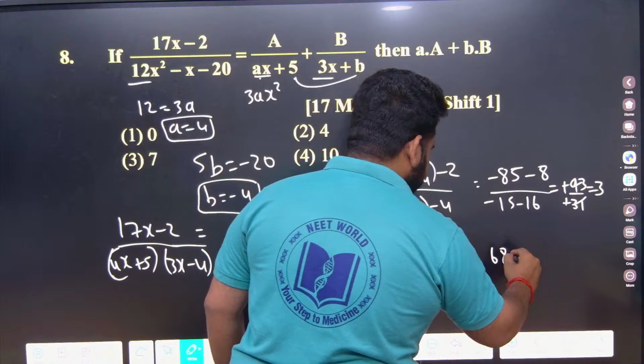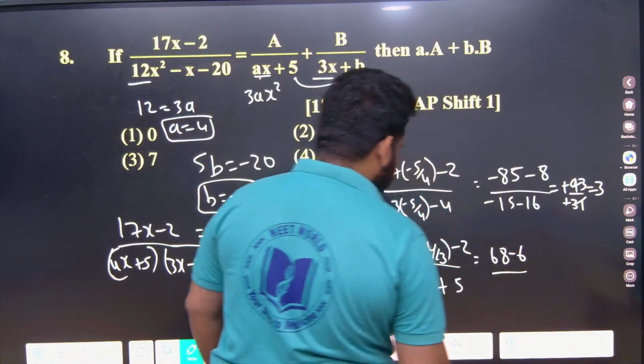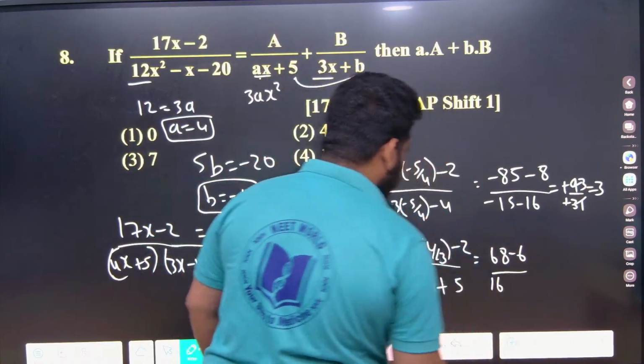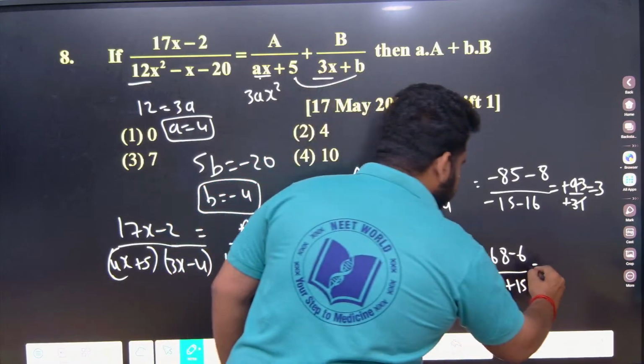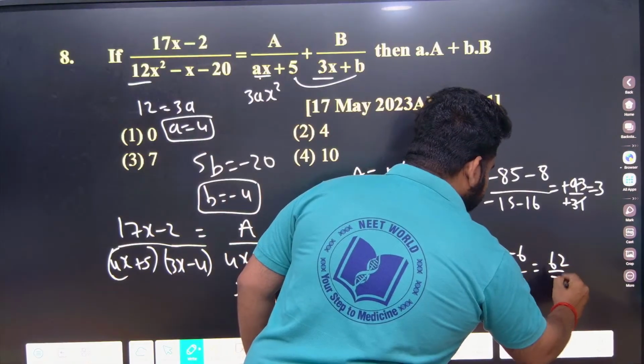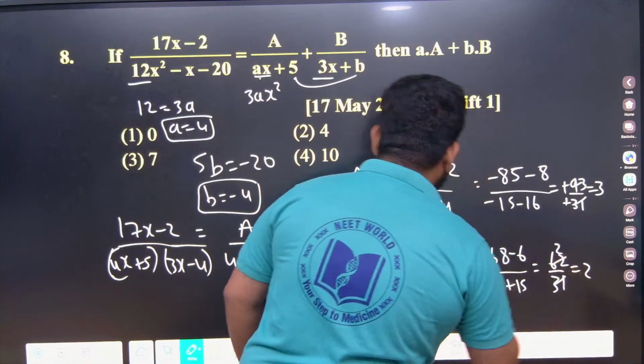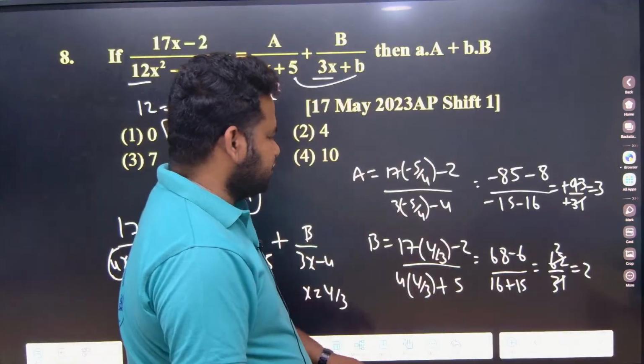Now, b value: 17 fours are 68, minus 3 twos are 6, divided by 4 fours are 16, 3 fives are 15. So, this will be what? This will be 62 by 31, that will be equal to 2. So, I got the value: capital A is 3, capital B is 2.